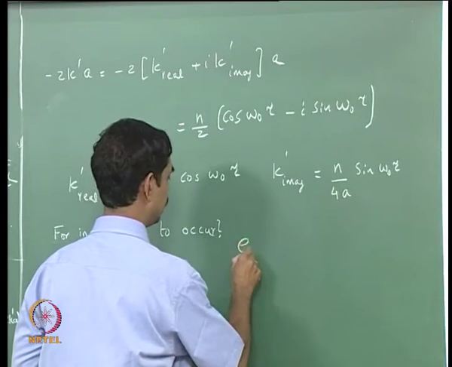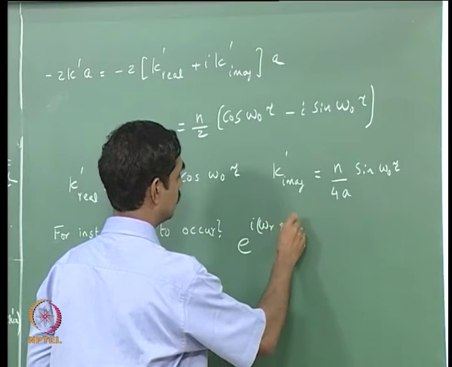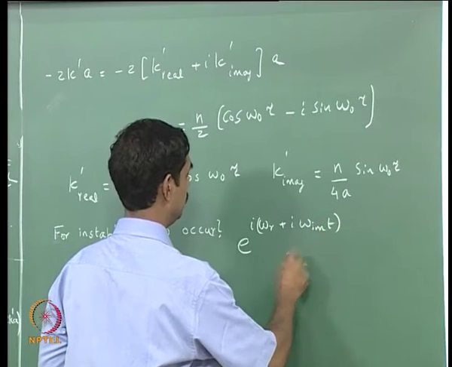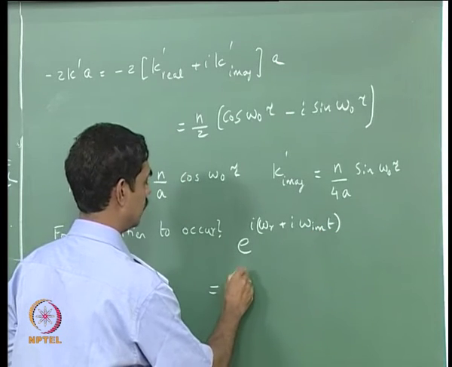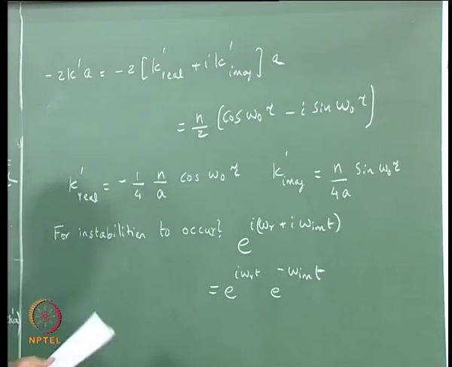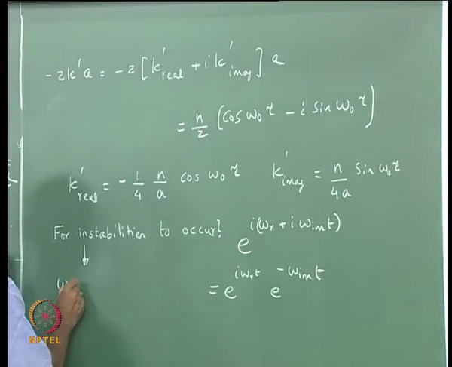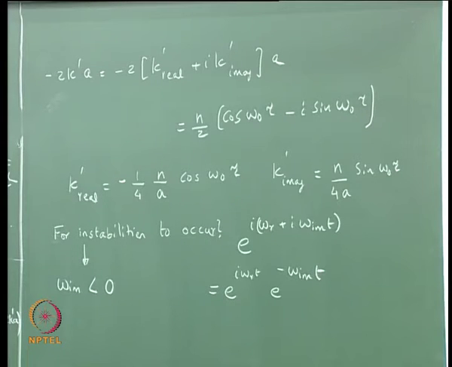So if I write this equation, which I wrote so many times, e to the power i omega real t times e to the power i omega imaginary t, this is equal to e to the power i omega real t times e to the power minus omega imaginary t. So, if omega imaginary is negative, we will have growth, right. So, for instabilities to occur, we need omega imaginary to be negative. So, this is the condition for instabilities to occur. So, that is good. So, that is our main result.